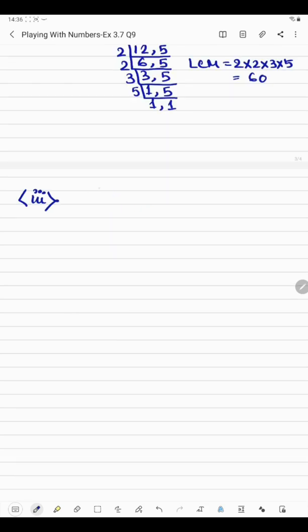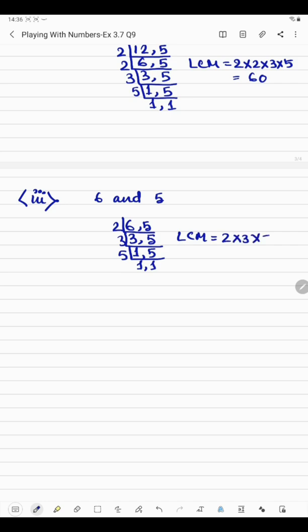Okay. Now in the third part we have 6 and 5. Okay, so the LCM of 6 and 5 will be 2 3s are 6, 5 cannot be divided by 2, then 3 1s are 3, 5 will remain same, then 5 1s are 5. So the LCM of 6 and 5 will be 2 into 3 into 5. So 3 2s are 6, 6 5s are 30.